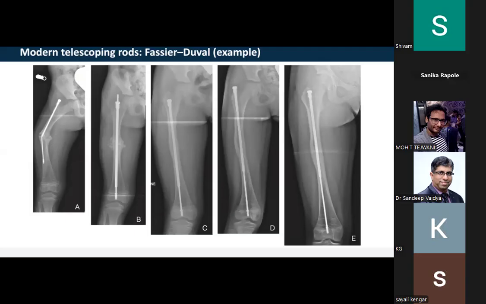And in the final follow-up, you can see that the rod has telescoped really well, and this is follow-up from 6 years to 12 years. So this last X-ray was taken at 12 years of age.